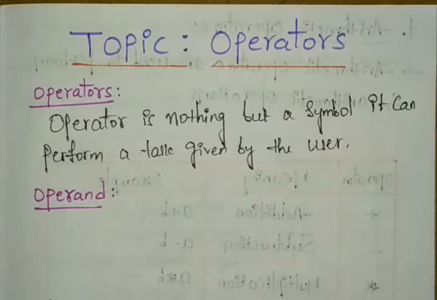And these operators are used on operands. What is an operand here? An operand is a data name or a variable. It can store the value of data which is operated on by our operators.